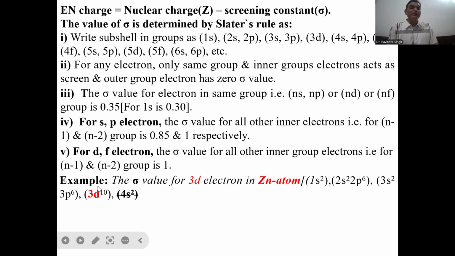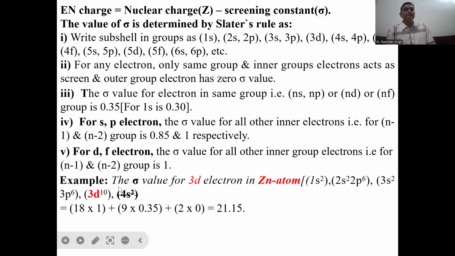So now what will we do? Now the electrons which are present in the same group, in the same d group, the total electrons are 10, but the electrons except that one electron for which we want to calculate the effective nuclear charge, that is the 9 electrons. So the 9 electrons multiplied by 0.35 for the same group, whether the group is of S, P, D or F, for the same group the value always remains the same, that is the 0.35. So 9 multiplied by 0.35.